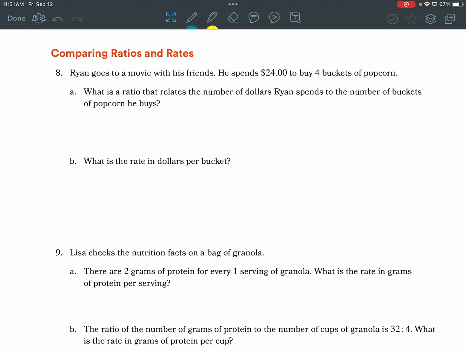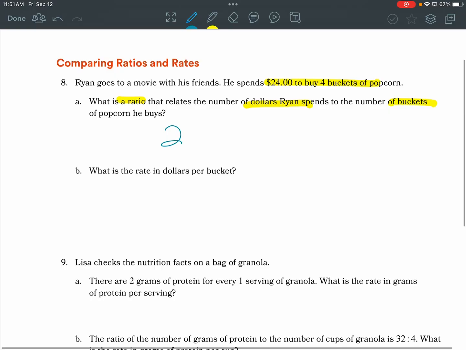Okay, Ryan's going to the movie with his friends. He's buying popcorn. He spends $24 on 4 buckets of popcorn. So the first thing they want us to do is write a ratio of the dollars he spends to the buckets of popcorn. So what is the ratio? How much did he spend? 24. How many buckets did he buy? 4.